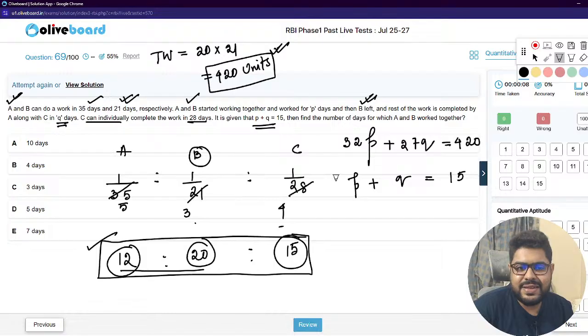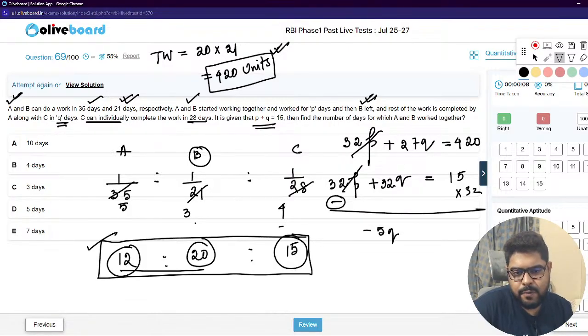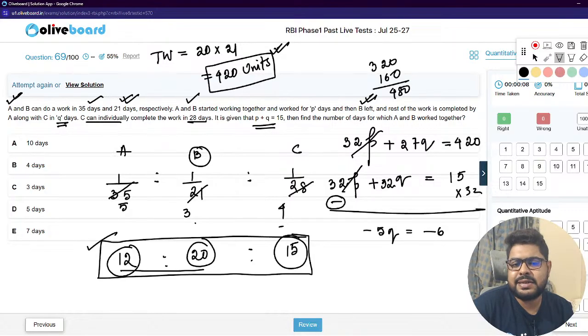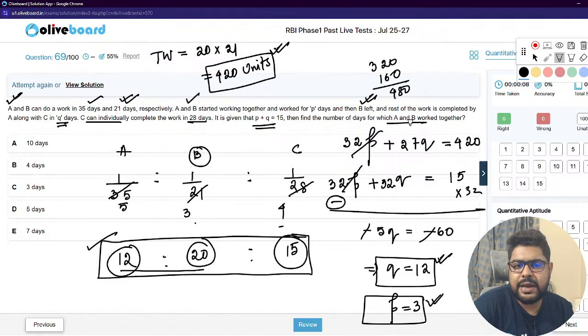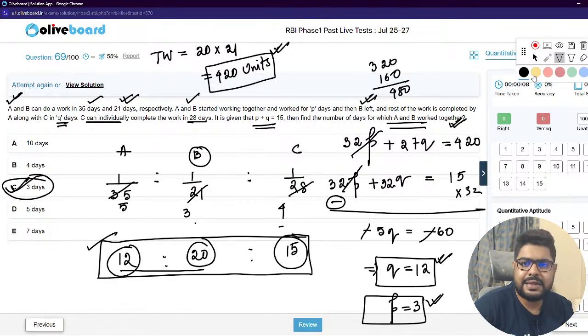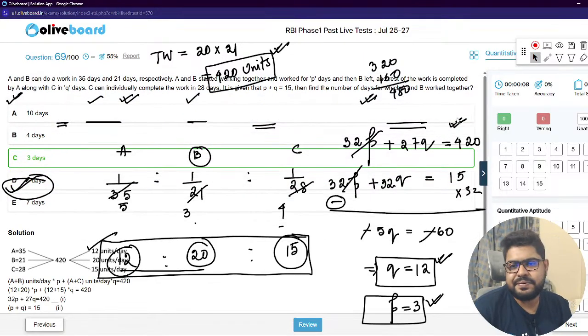Khatam. Sir, multiply them by 32. Minus kar do, sir. Cancels. This is minus 5Q. It is equal to, sir, 320 and 160, that is 480. So minus 60, sir. Q is 12. Value of Q is 12. So P will be 3, sir. Number of days for which A and B work together, P was the number of days. So that answer is 3, sir. That answer is very much 3, sir.